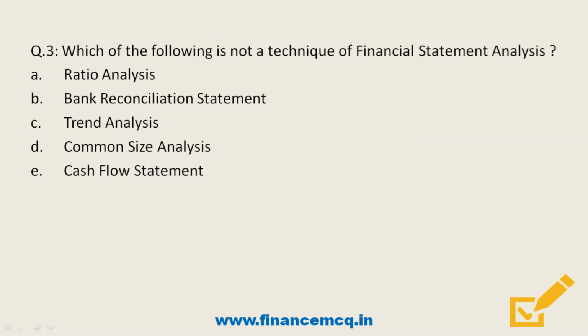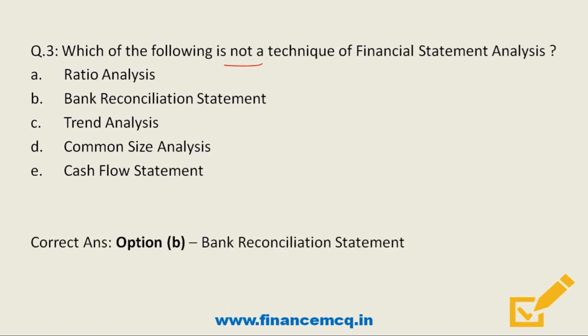Moving on. Friends, next question is, which of the following is not a technique of financial statement analysis? The options are: option A is ratio analysis, option B is bank reconciliation statement, option C is trend analysis, option D is common size analysis, and option E is cash flow statement. So friends, the question is asking which of the following is not a technique. Here the answer is option B, bank reconciliation statement. So let's understand each of these options in detail.